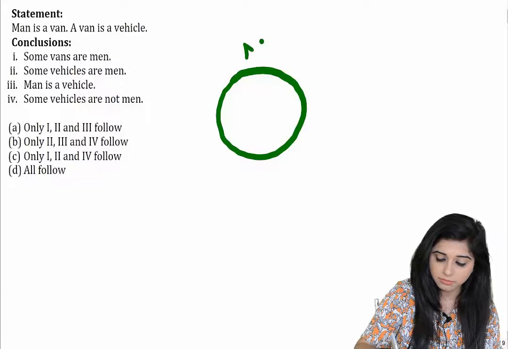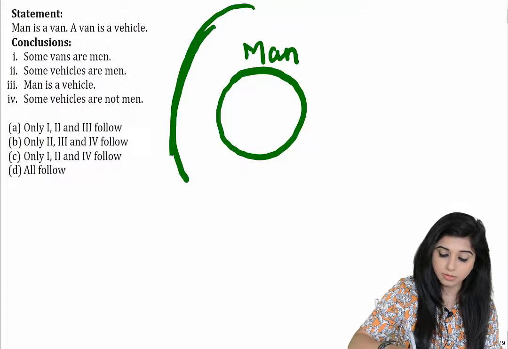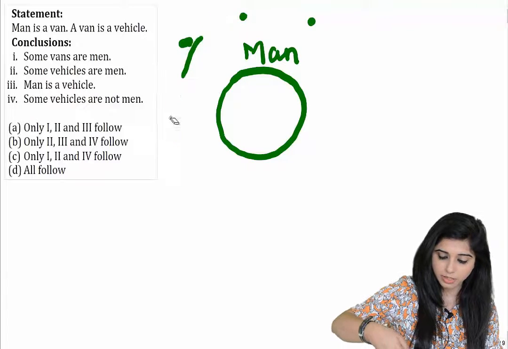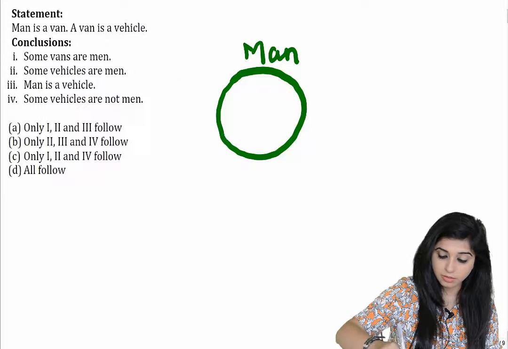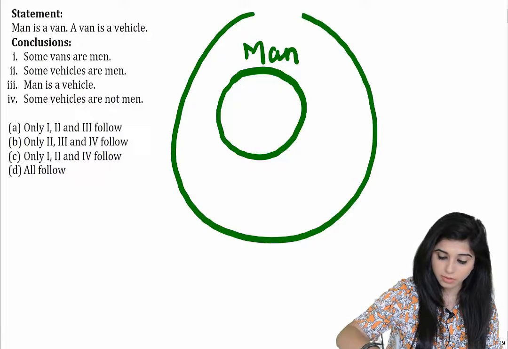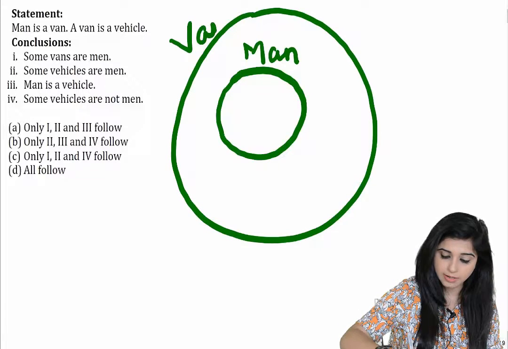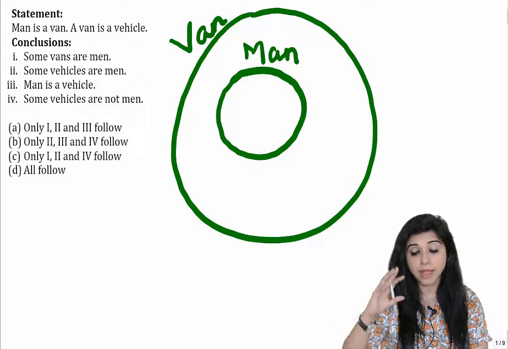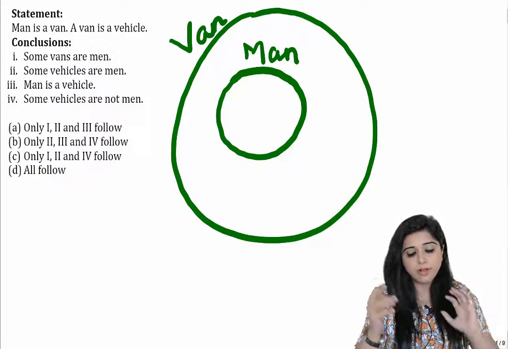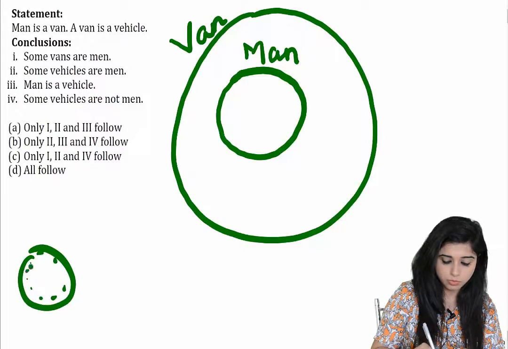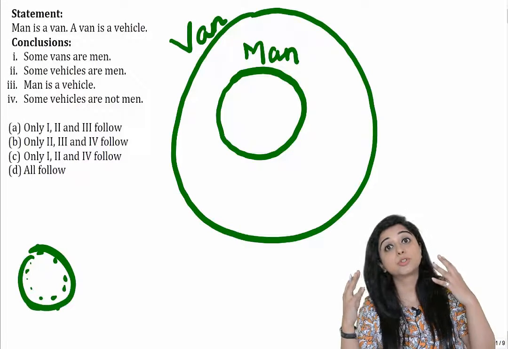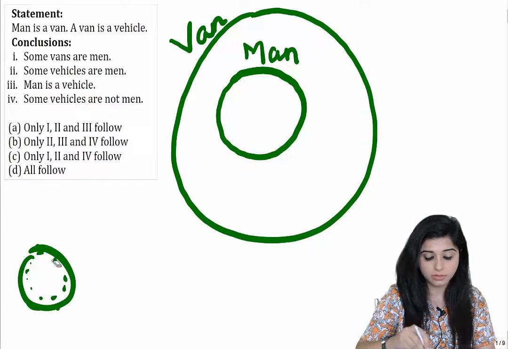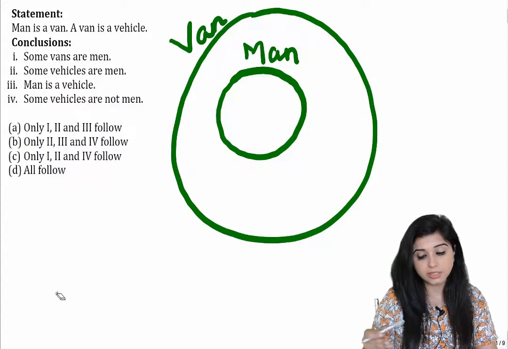All man is van. Perfect. So all man, man inside, van outside, man might just be a subset of it. Now you say, you know, Sonal, why haven't you drawn two overlapping sets? Now you don't have to draw them to remember them. Just keep it in over here, right?